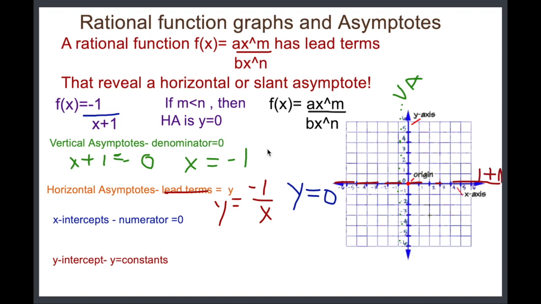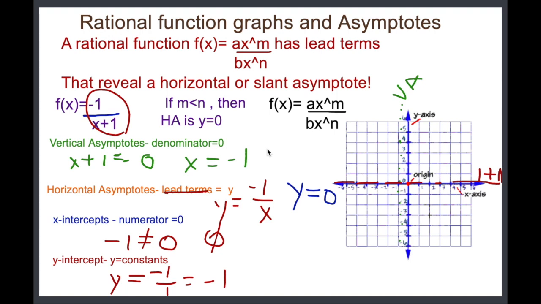And then the x-intercept and the y-intercept. In this case, for the x-intercept, you set the numerator equal to 0, and that is a nonsense statement. That means there is no x-intercept. And then the y-intercept is the constants. In this case, negative 1 over 1 is negative 1. So we'll put that on the graph right here.